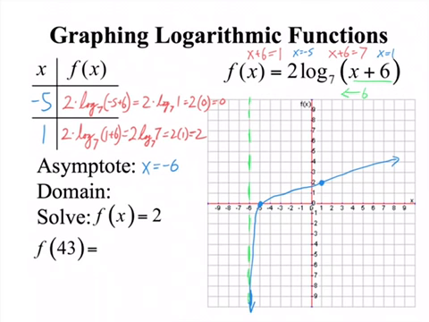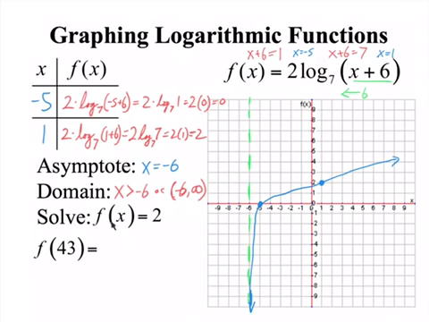My domain. Well, my domain is what values do I have on the x-axis? So what values can I plug into this log that won't error out? What you notice is I can't plug in -6 because that's an asymptote. I can't plug in -7. Anything over here doesn't exist. So I'm really plugging in values from -6 to the right, where x is greater than -6. You can also write it as (-6, infinity). Either way is perfectly fine.